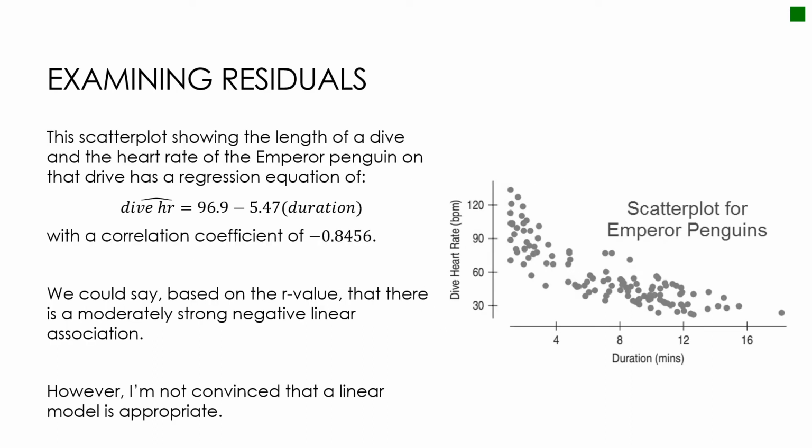So again, looking at this, we have a scatter plot of emperor penguins. So we have the duration in minutes of a dive, as well as the heart rate of their dive. And it has a negative correlation coefficient, or a negative R, of negative 0.8456. That's a pretty solid number, but still I'm looking at this data and it kind of has a curve to it that I'm concerned about. So instead of just going straight to using that linear model, I would look at the residuals.